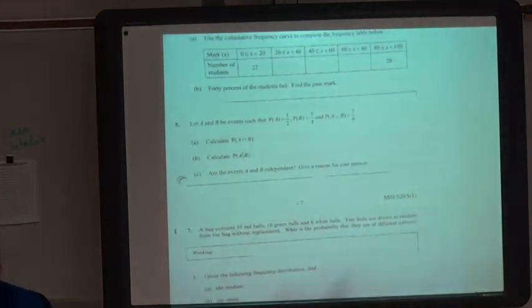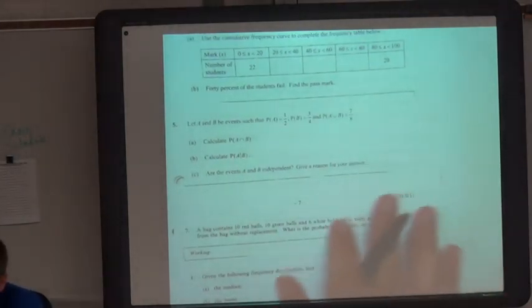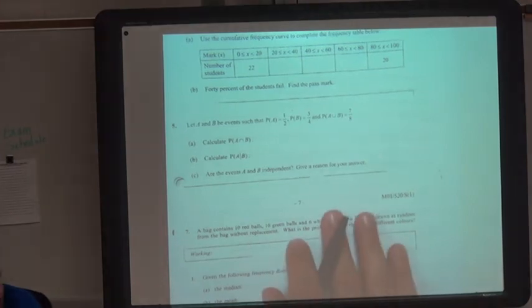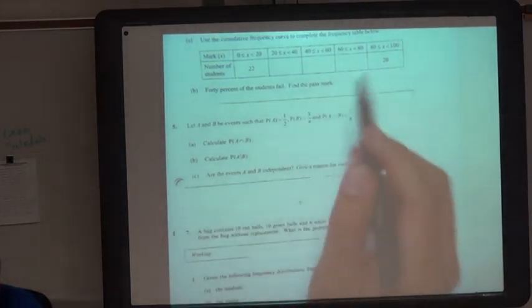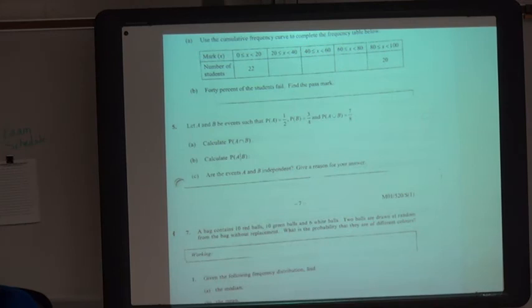I'm just joking. Okay, let's go to probability now. Okay, so number 5: the probability of A is 1/2, the probability of B is 3/4, and the probability of A or B is 7/8. So how do you calculate the probability of A and B?